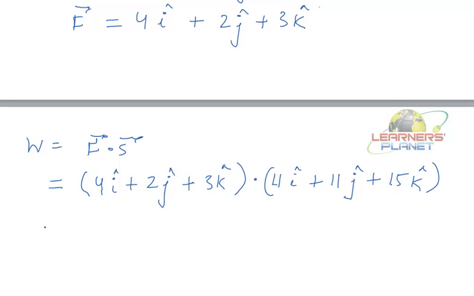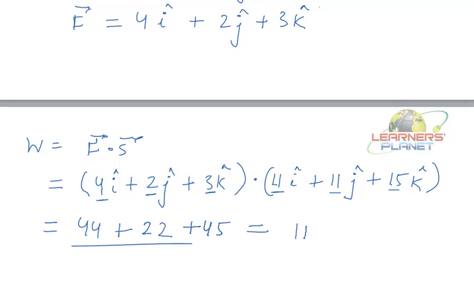Now when you do the dot product, when the vectors are given in the rectangular coordinate form, we just need to multiply the coefficients of the respective unit vectors. So for i cap in both the vectors, the coefficients are 4 and 11, so it will be 44, plus 2 into 11, that is 22, and 3 into 15 is 45. Now if you calculate, this value will be equal to 111 and the unit will be joules. So this is the amount of work done.